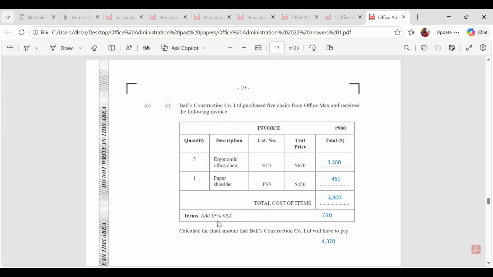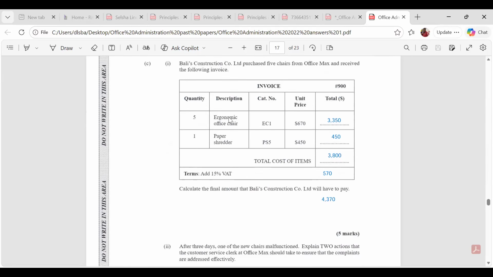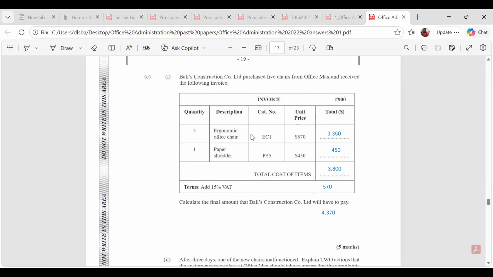And they said, Bally's Construction Co. purchased 5 trays from Office Max and received the following invoice. They wanted to calculate the final payment. So if the unit price is 670 and it's 5 units they buy, the total will be 670 by 5. If the unit price is 450 and it's 1 unit they buy, the total will be 450 by 1. I add the two of them, get the total cost.